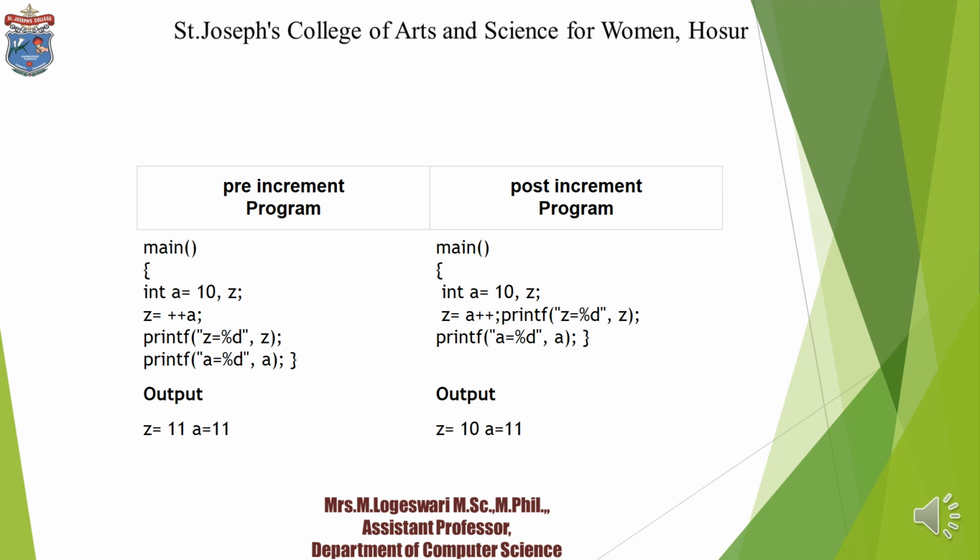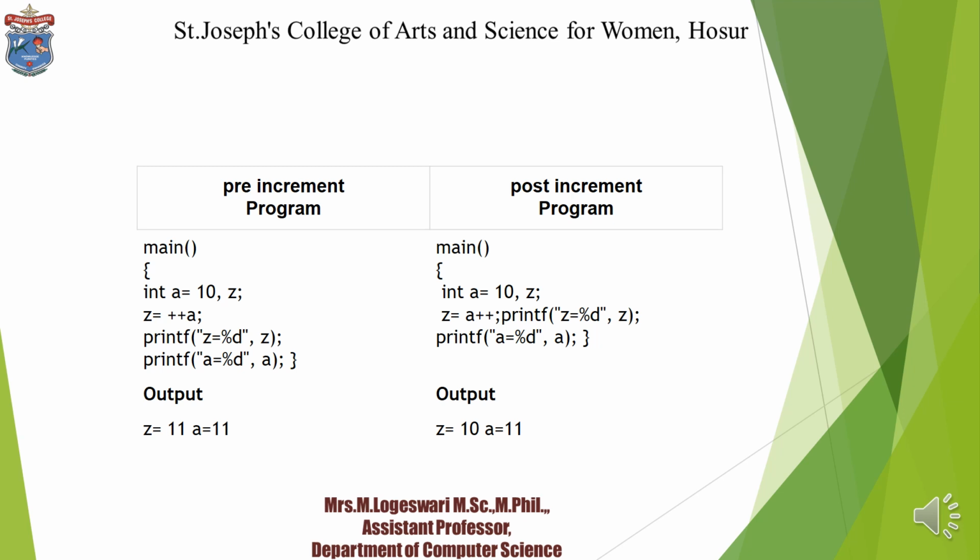What is the expression here? z equal to plus plus a. What is the meaning of plus plus a? a equal to a plus 1. First a is incremented, after that it is assigned to z. So a value 10 is incremented by 1, so a equal to 11, after that it is assigned to z. Next, print the z value, so z equal to 11, and after that print the a value, so a is also 11.